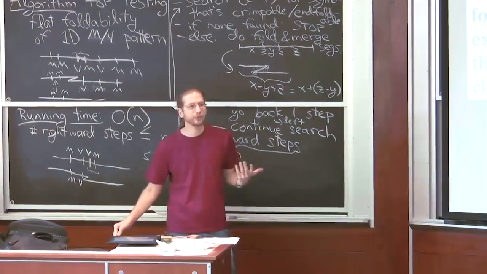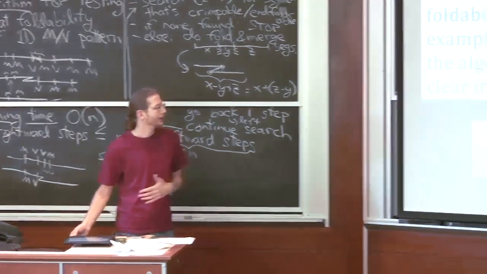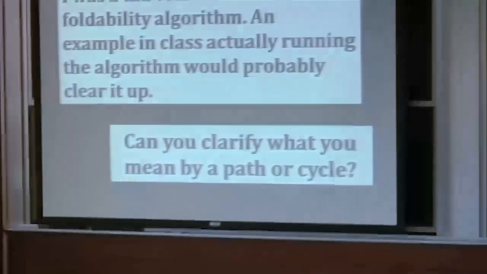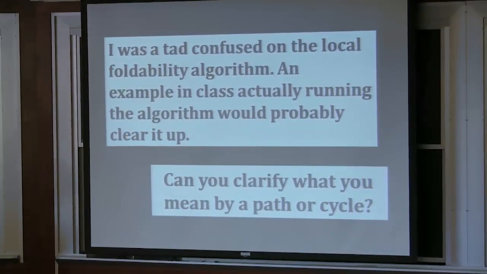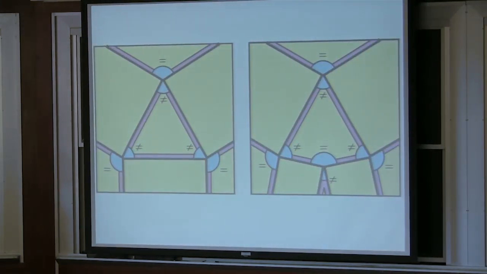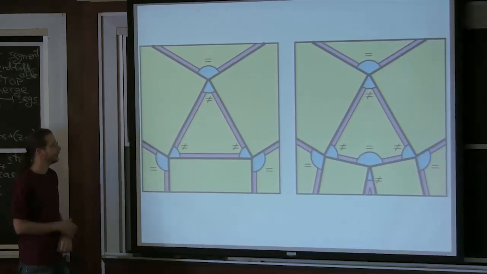So I just want to give you a few examples of this algorithm, because it is confusing. I didn't do any examples in lecture. It's always been the most confusing part to me. And especially this notion of merging cycles and paths. So for starters, these are the examples that are in the textbook. They're pretty simple, but at least they'll get us warmed up.